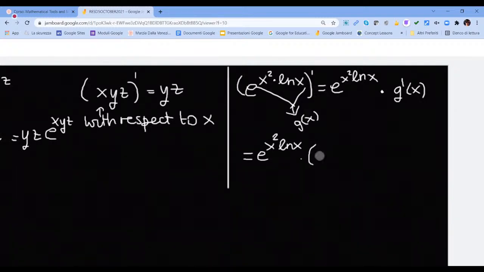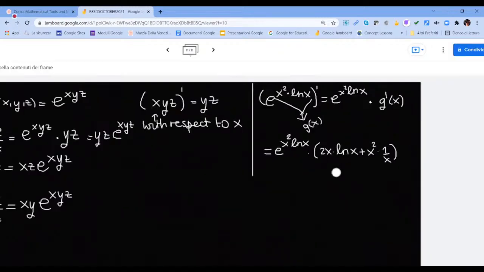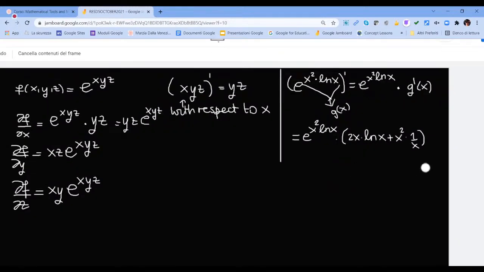of a product, because it will be the derivative of the first one, so of x squared, that is 2x, times the second one as it is, plus the first term x squared times the derivative of logarithm of x, that is 1 over x. Then it is complete. I hope maybe this example was helpful.